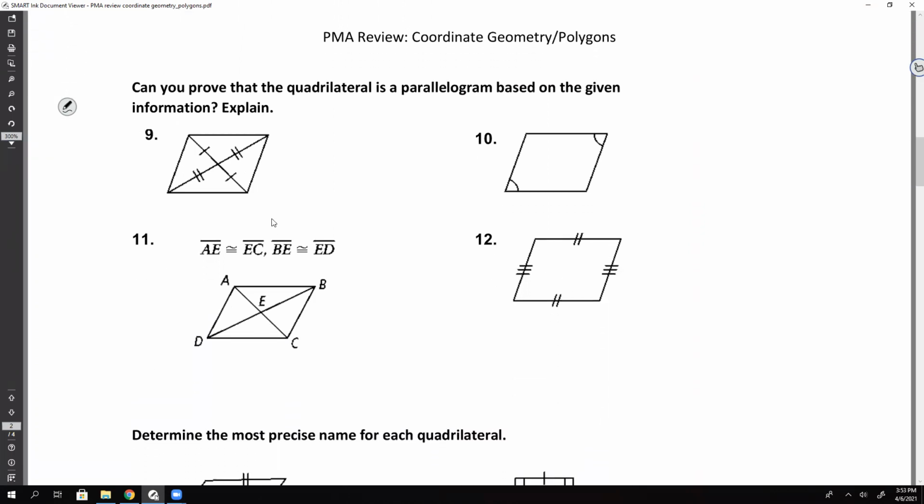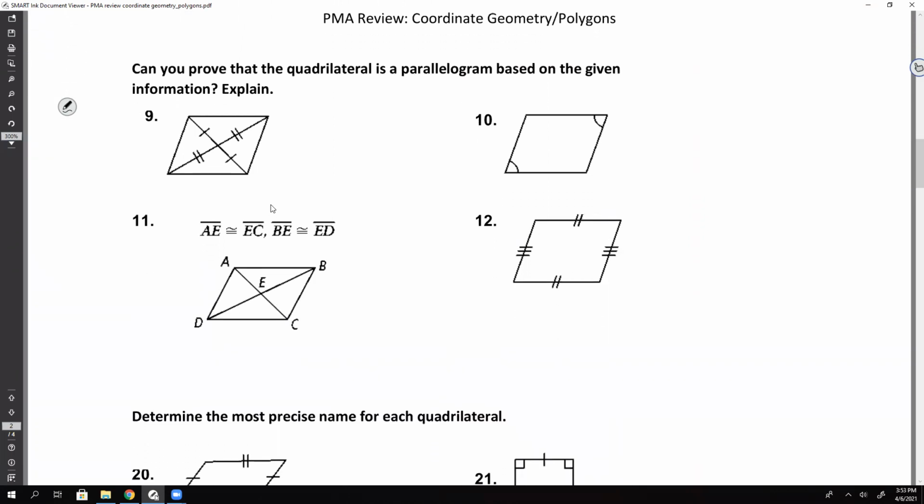Okay, so now we're going to move on to quadrilaterals. Okay, and proving if they are parallelograms or determining what kind of quadrilateral they are. So there's some different things we have to remember. For a parallelogram, remember, so parallelogram, okay, the opposite sides are congruent. Your opposite angles are congruent.